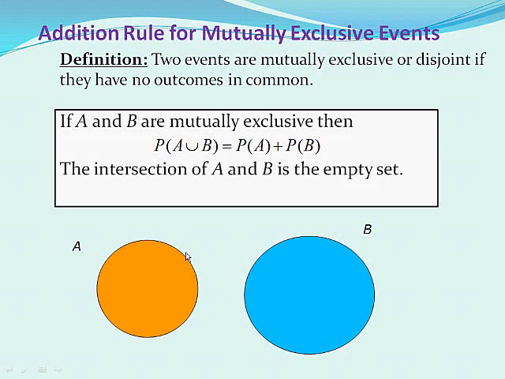Addition rule for mutually exclusive events. Two events are mutually exclusive, or disjoint, if they have no outcomes in common. So that means the intersection is an empty set. So the probability formula will become: probability of A union B equals probability of A plus probability of B, if the events are mutually exclusive.